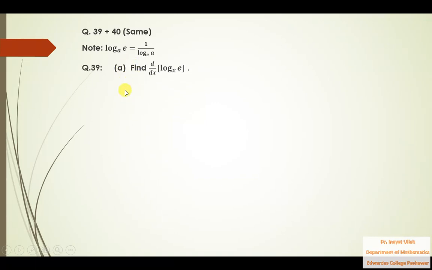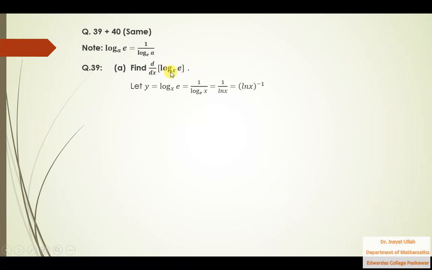Question number 39 says: find the derivative of log to the base x of e. We see that the base of this log is a variable, and e is actually a constant number. So how could we deal with this kind of function? We need to interchange these two numbers. How could we interchange them? By using this property.